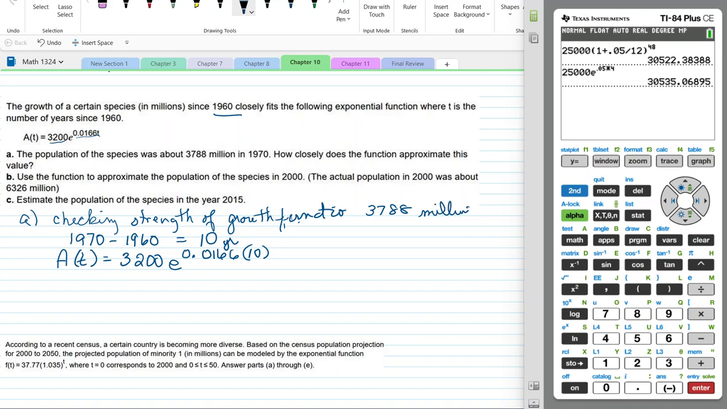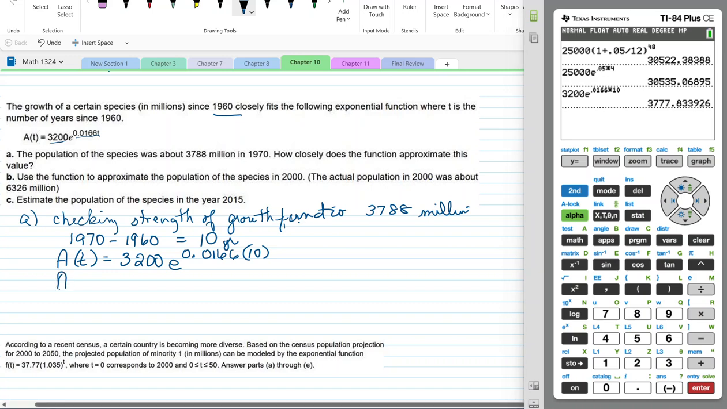On the home screen, 3200 second ln, and we're going to put the 0.0166 times 10. All right, because that's what it is. And I'm going to get, and for this one, I get 3,778, because you can't have a piece of a people, right? So you're going to get about that.